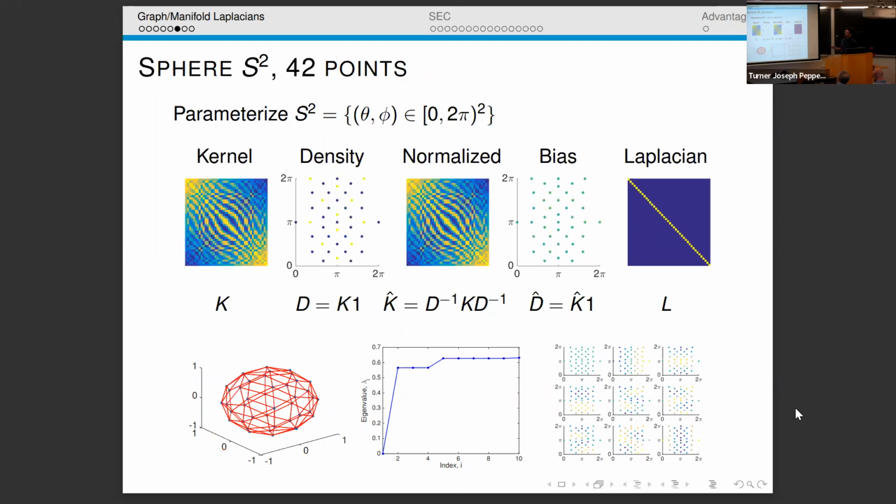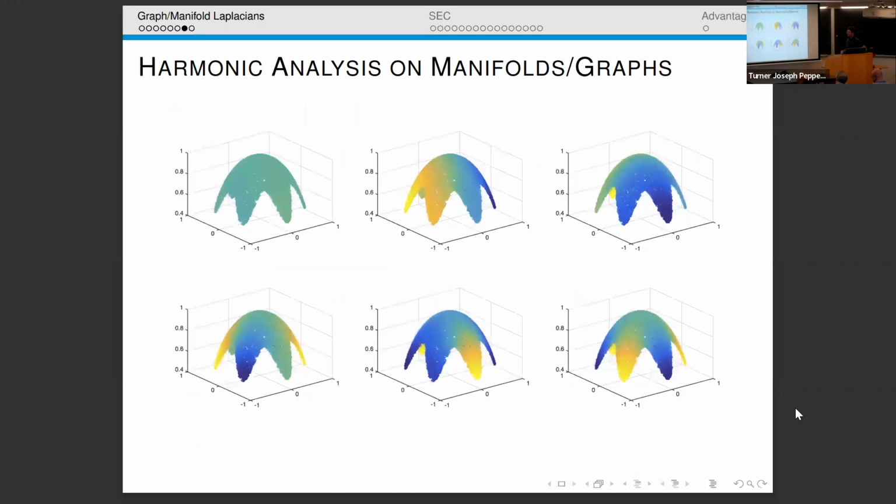Here's a graph that lives on a sphere, right? And you get some really interesting, cool kernel functions. And again, there are repeated eigenvalues here that talk about the symmetry of the sphere. But more generally, you can just have some data that lives on some crazy manifold, right?